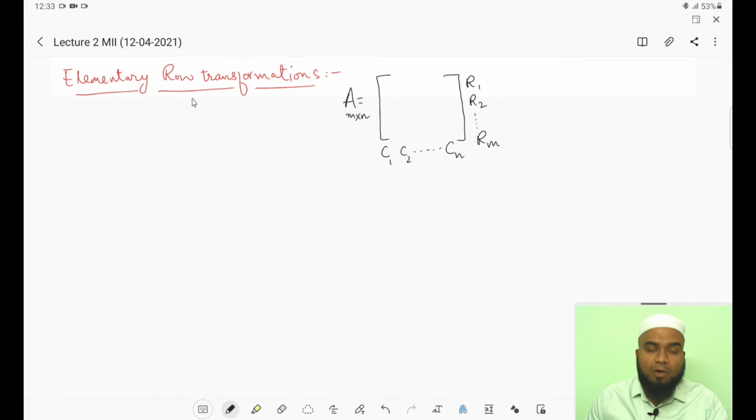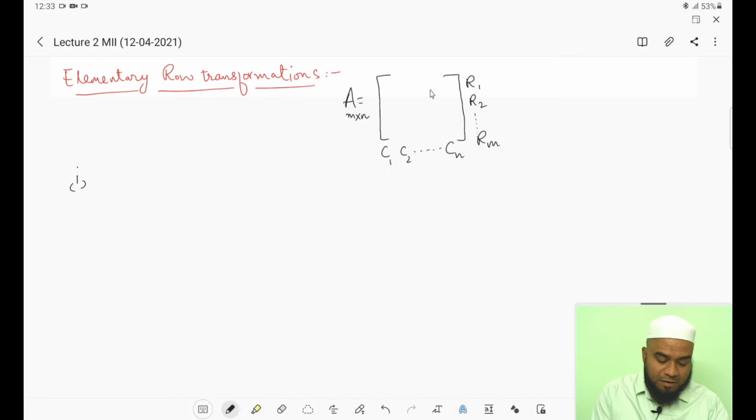We are going to see elementary row operations. We can also define elementary column operations. I am not going to define here because throughout this unit we will be using only elementary row transformations. So what are the elementary row transformations we can perform on the matrix A? So first one is we can interchange any two rows. So we can interchange R1 with R2, means row 1 can be written in the place of row 2 and row 2 can be written in the place of row 1, right?